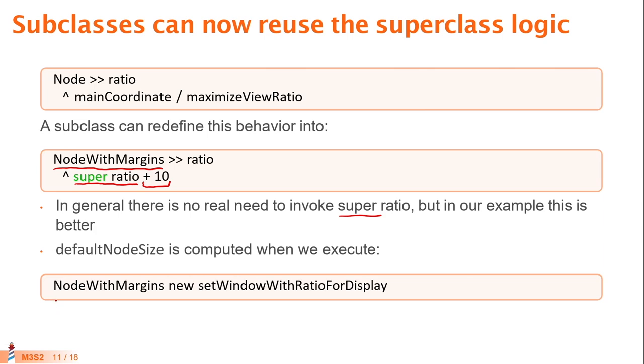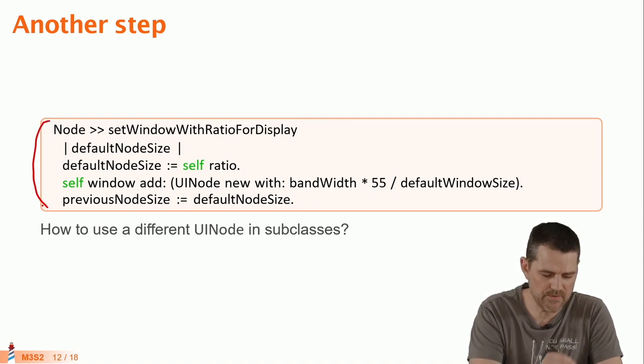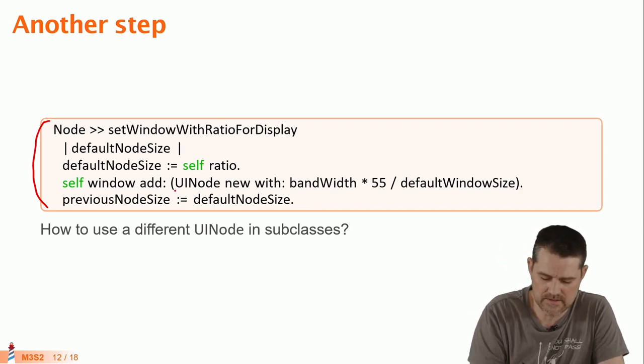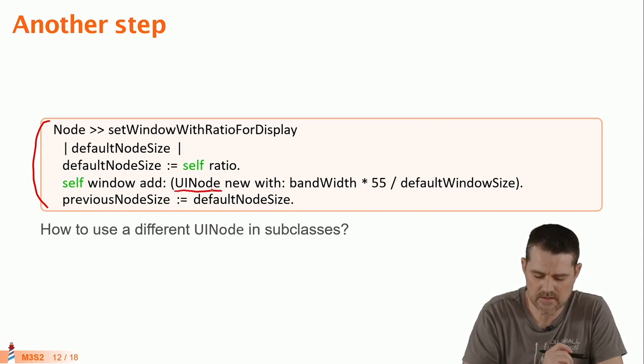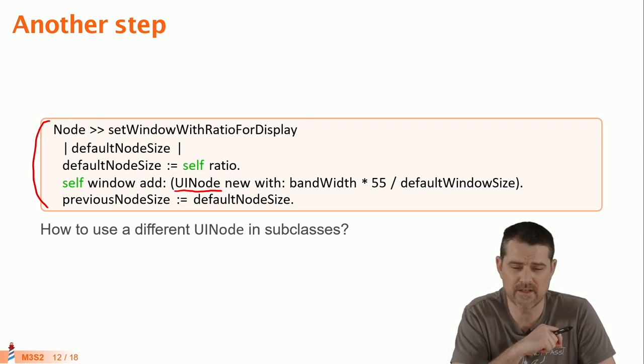Okay. So now I have a new subclass that can use the regular method setWindowWithRatioForDisplay, but it will use a different ratio that has been refined in the subclass. Another step. Now we have this version of the method in the Node class, and the question is how to use a different UI node in subclasses. If I want to create a new subclass that does not use a UINode instance, but a new class, another kind of node, how to do that?